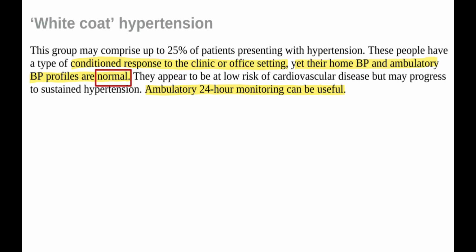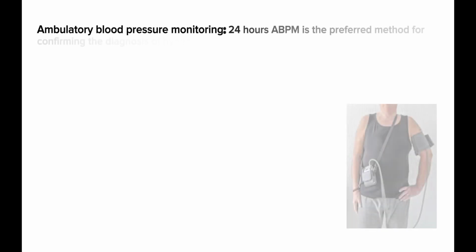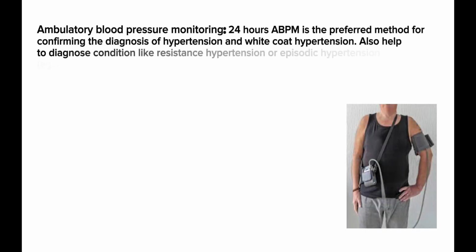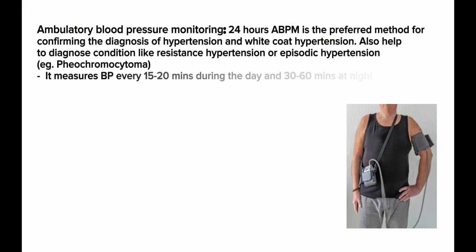White coat hypertension is elevated BP in clinical settings due to anxiety, but usually it's normal in a place like home or office. To diagnose this condition, we use ambulatory blood pressure monitoring. You must be thinking, what is this ambulatory blood pressure monitoring, right? It's a small device that allows us to monitor blood pressure for 24 hours. This small machine helps us to confirm diagnoses like white coat hypertension, resistant hypertension, or episodic hypertension, for example, pheochromocytoma. It measures BP every 15-20 minutes during the day and 30-60 minutes at night.